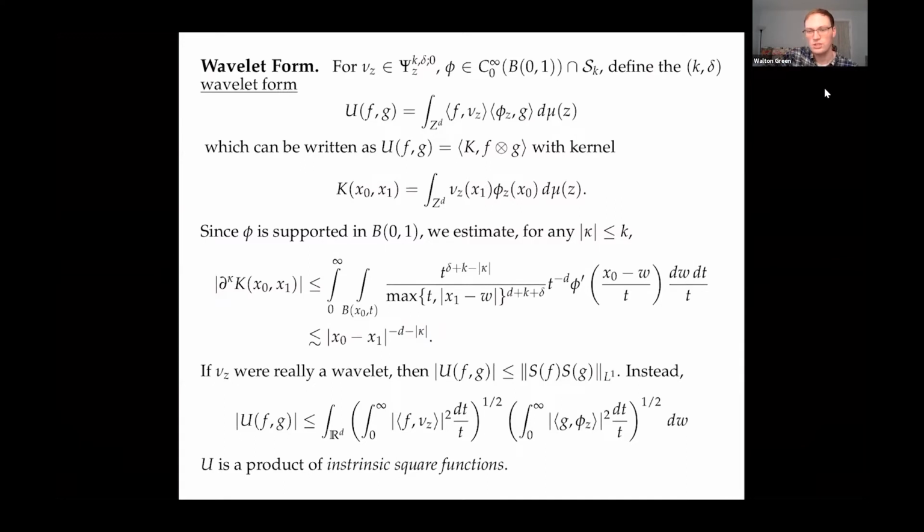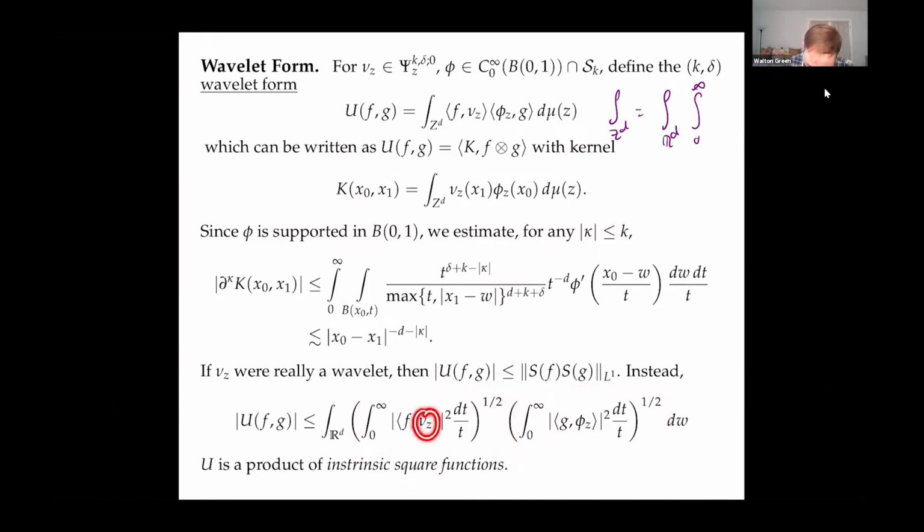So if nu z was a true wavelet, the translation and dilation of one function, then the wavelet form would basically be a pointwise product of the square functions. I've written down the computation here: the Cauchy-Schwarz inequality gives you the integral over R^d and then the integral from 0 to infinity. So we just apply the Cauchy-Schwarz. This gives us one square function. This gives us the other square function.